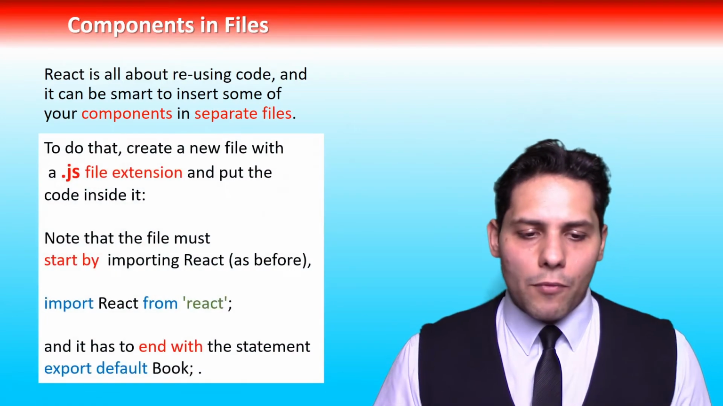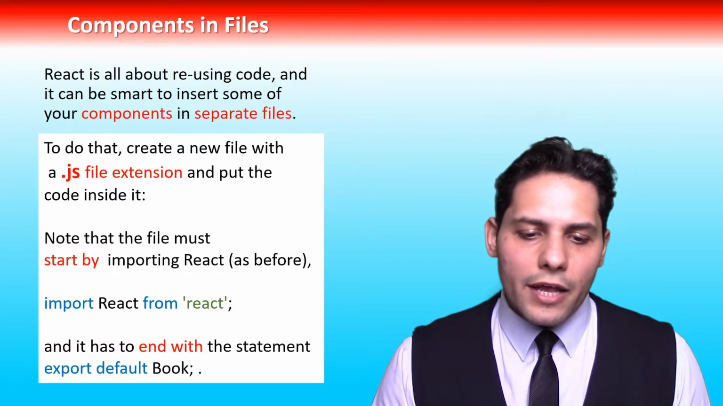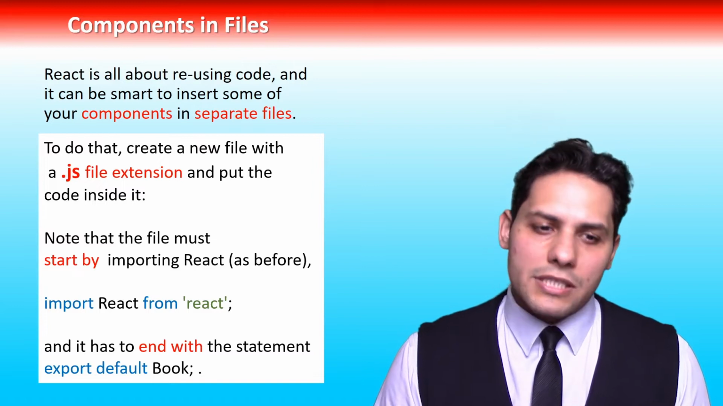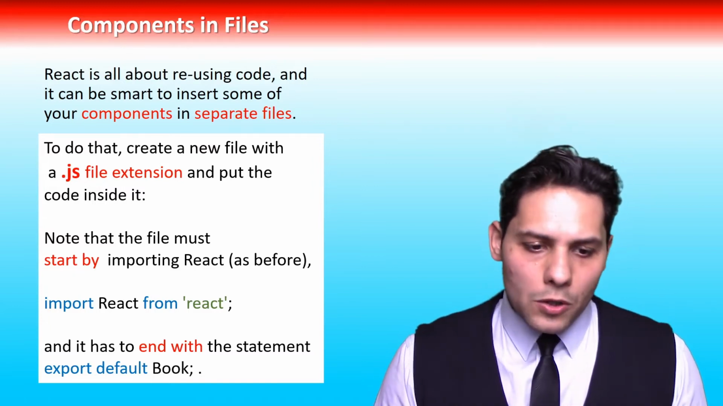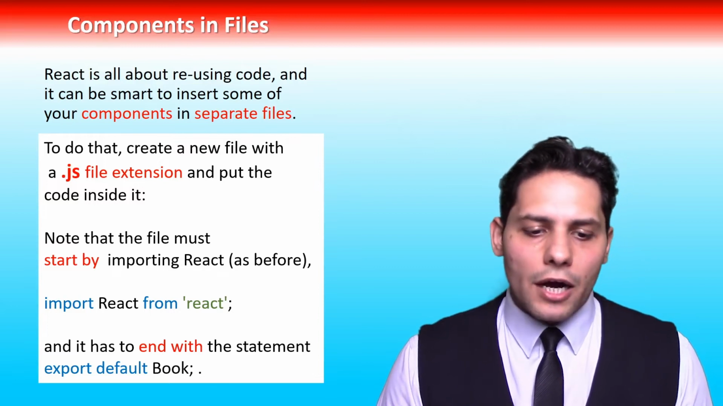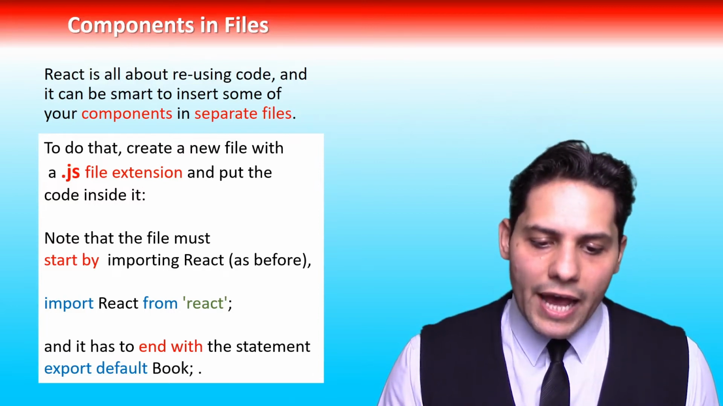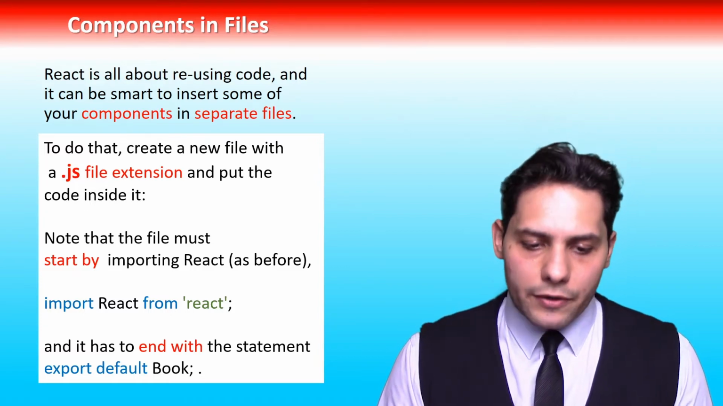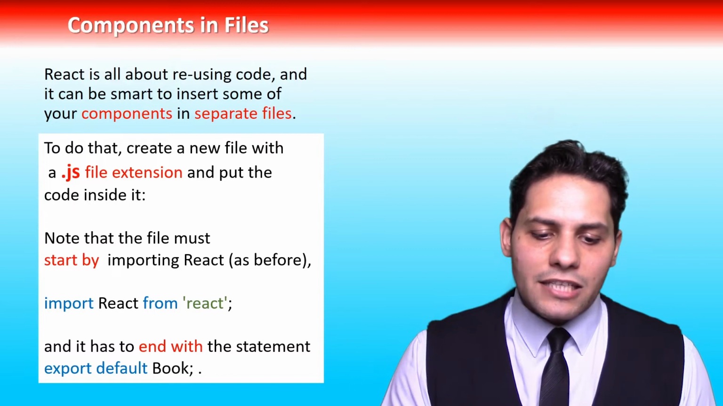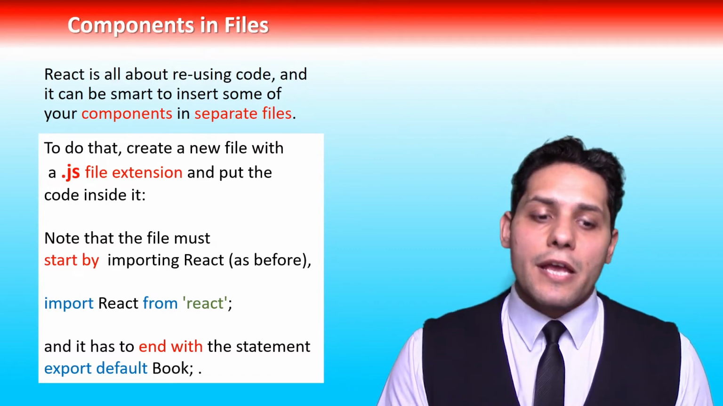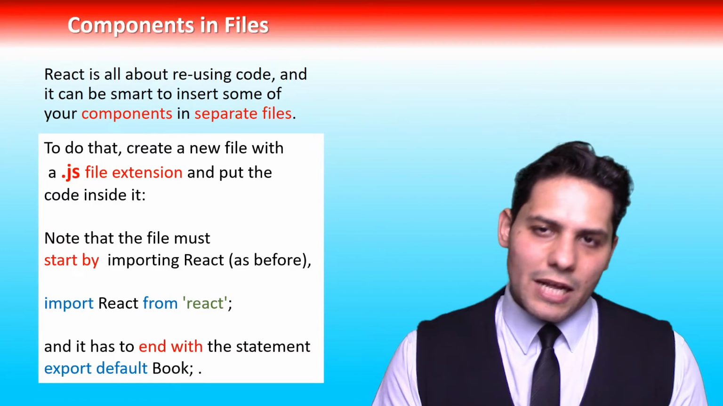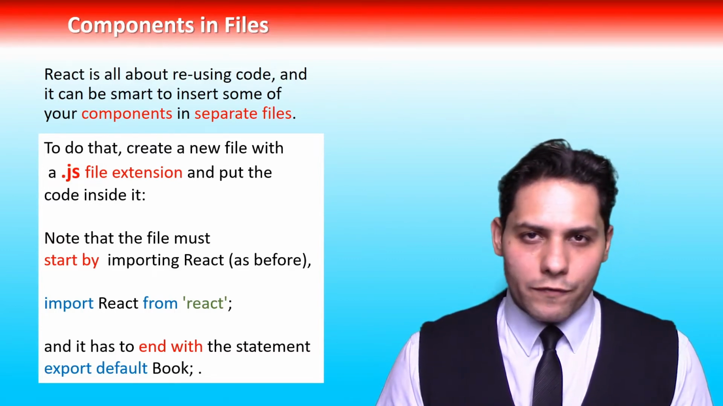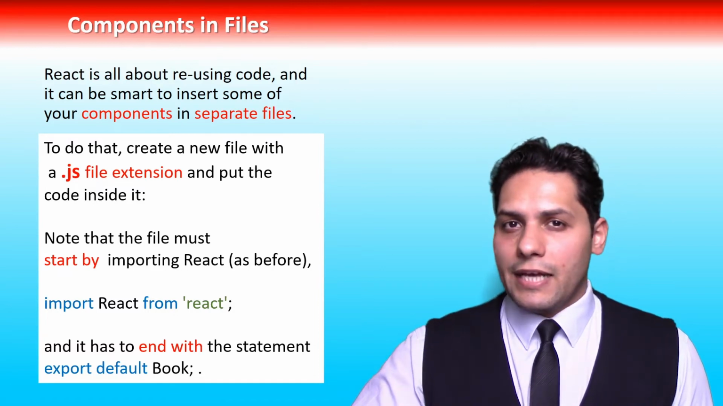Let's explain it more. To do that, we should create a new file with a JS extension and put the code inside it. Please note that the file must start by importing React as we did before. We should have this statement, import React from React, and it has to end with the statement export default book. For example, in this component, we have chosen the name book for our component in another file.